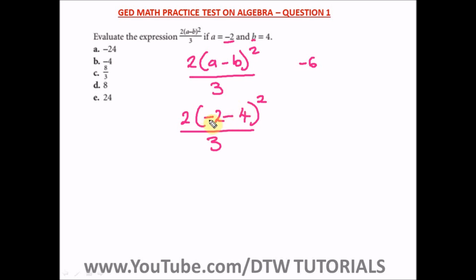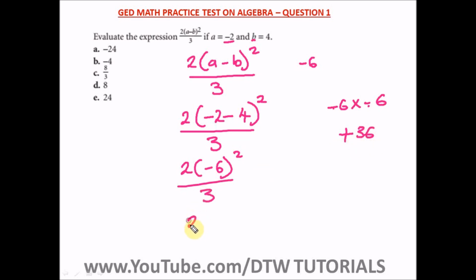Here we have -2 minus 4 will give us -6. We're going to perform an addition and we're going to drop the negative sign. So we have here 2 bracket -6 all squared divided by 3. And what is -6 squared? That is -6 times -6. And when a negative multiplies a negative, we get a positive. And 6 times 6 will give us 36. So we have a positive 36.